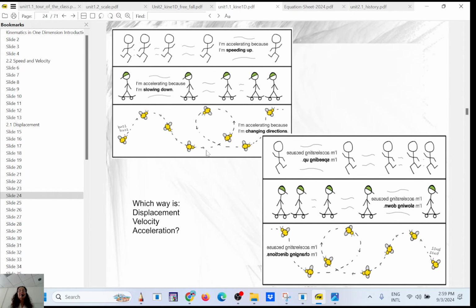Here, the idea is that it's moving at a constant speed, but the bee needs to have a force pushing it inward to keep on track. So even though you are moving at a constant speed, you need a force to push you in. So there is an acceleration, but it's not an acceleration that makes you go faster or slower. It's an acceleration that changes direction.